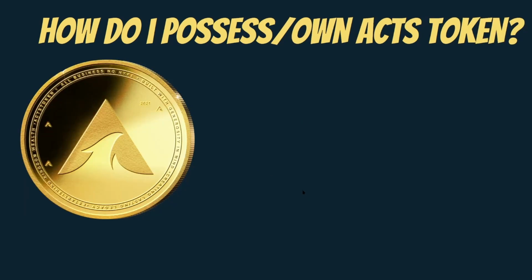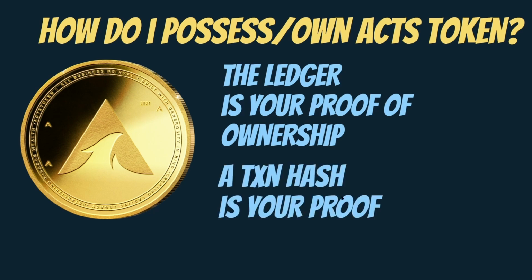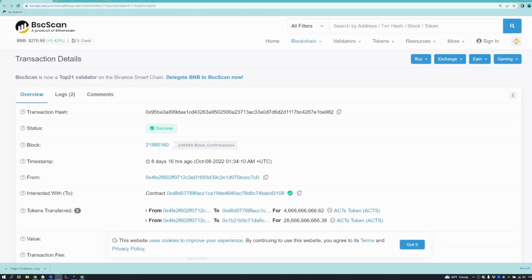Okay, so how do you possess or own Axe token? Do we give you physical coins? Do we give you certificates? How do you possess or own Axe token, right? For cryptocurrency, the ledger is your proof of ownership, okay? And a transaction hash is your proof of ownership. TXN, that's an abbreviation, but a transaction hash or a TXN hash is your proof of ownership. So let me show you what that means.